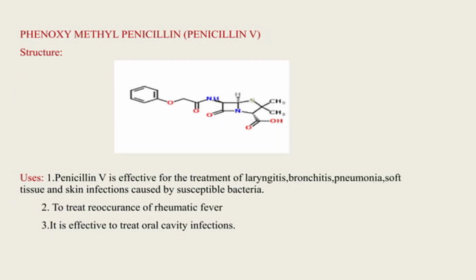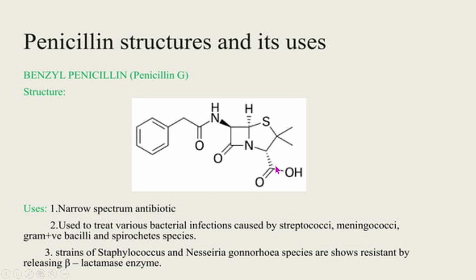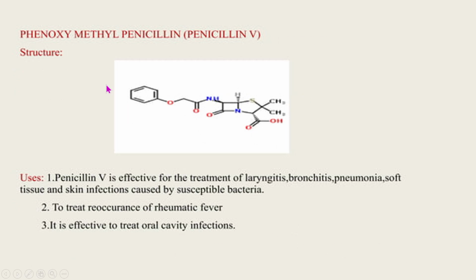Next example is phenoxymethyl penicillin, which is nominated as penicillin V. In the earlier class, there was a substitution of the benzyl ring at the R position, so the name of the compound is benzyl penicillin. Here we have a substituted phenoxymethyl group on the penicillin structure, so the name of the compound is phenoxymethyl penicillin.